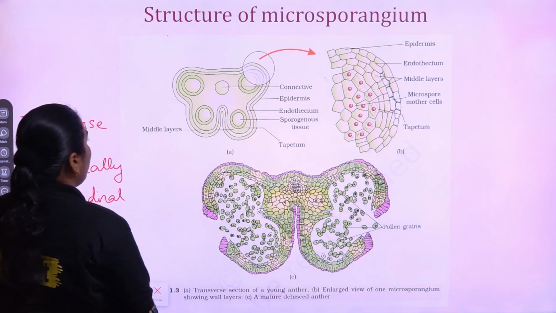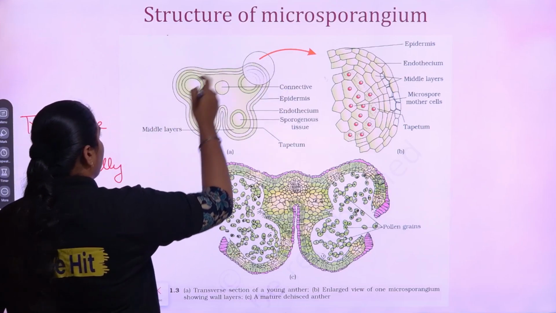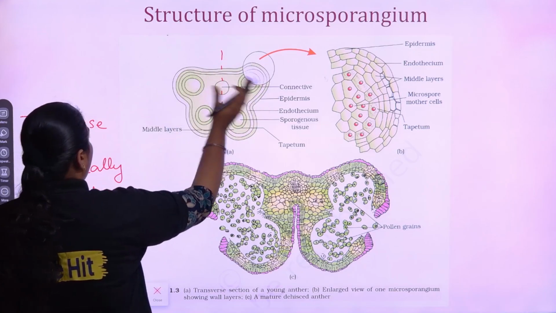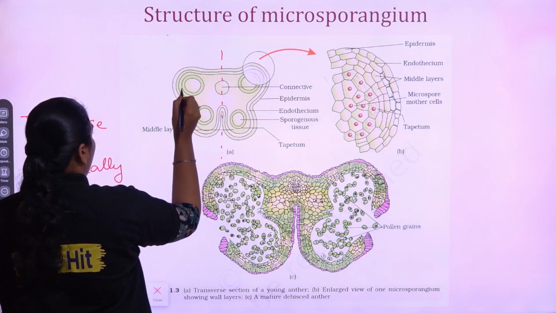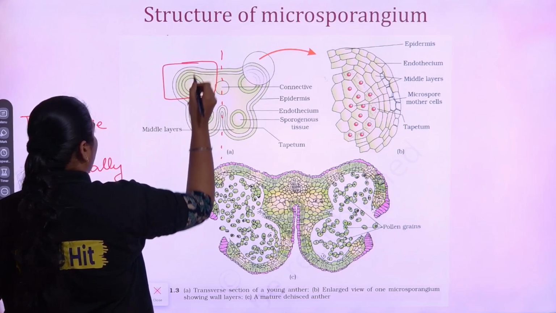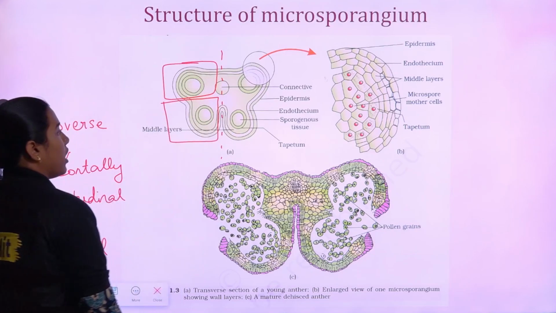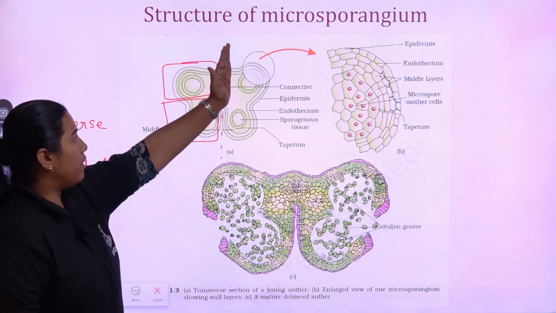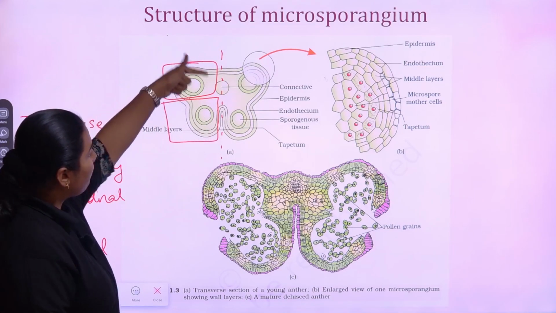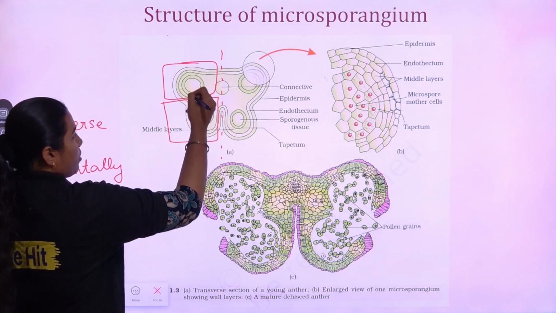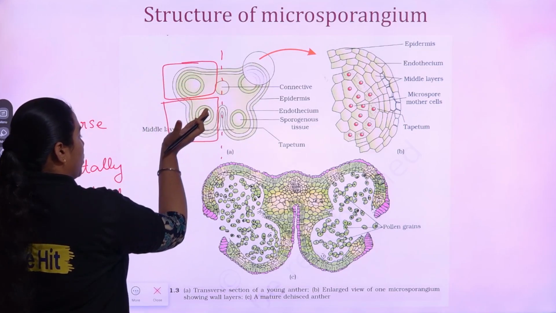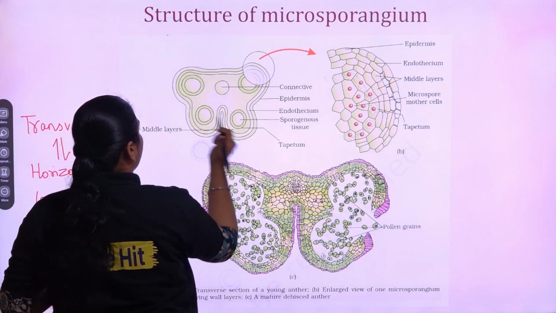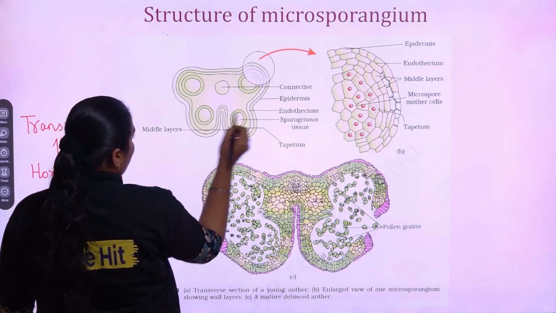Now just look, this is the complete anther. Let me put a line here. Now it is bilobed, lobe 1, lobe 2, and let me put a box. Theca 1, theca 2. Just imagine this is the anther, left lobe, right lobe, and in one lobe we have one theca, and in the other another theca. And look at this microsporangia, it is towards the corner. Microsporangia is towards the corner.